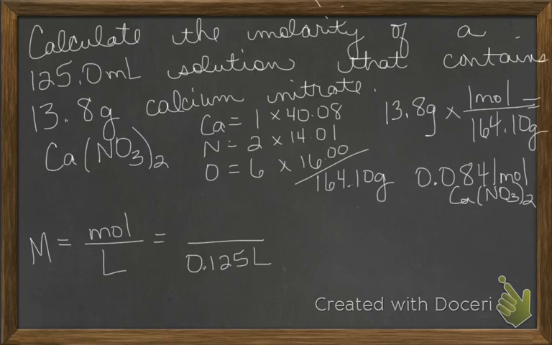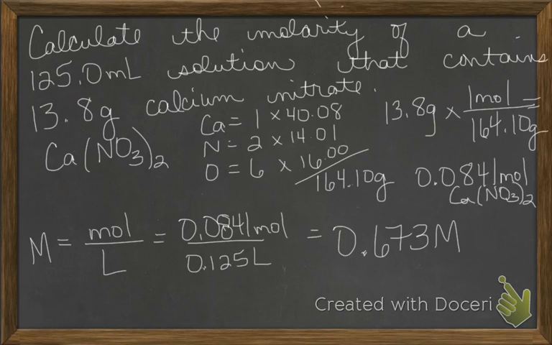And that number tells me what goes here. And I can divide those out. 0.0841 moles divided by 0.125 liters. And that tells me that this solution will be 0.673 molar. That will be the concentration of that solution.